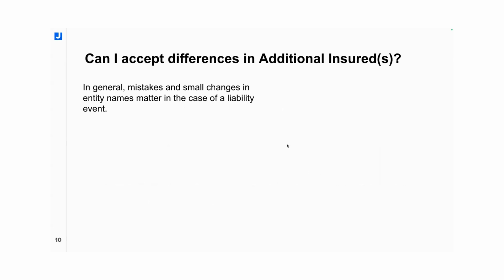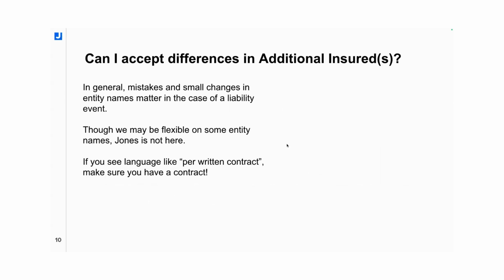So you want to make sure that whatever you have as your additional insured is pretty close. The other thing that may come up also, of course, is if you see language like per written contract. This is what we call blanket language for an additional insured. If you see this come up, make sure you have a contract with that vendor, tenant, subcontractor. You should have contracts anyway, but if you do see this language, just make sure you have a contract.